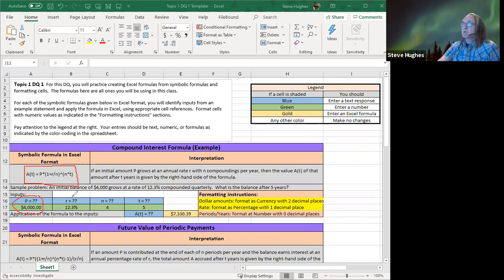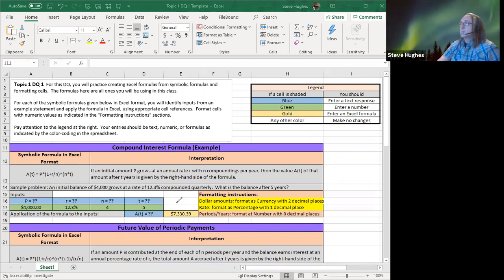Next, notice it says 1 plus R. Where is R? Right here. Once again, the blue is the text, the green is the number, so R is there. N is the next value in the formula. Right here is N. Once again, blue is the text, green is the number we want to use. And lastly, you can see in our formula we have T. And once again, right here is the value of T. The blue is the cell entry, which is text response. The 5 is the number.